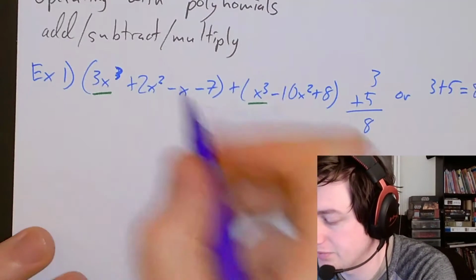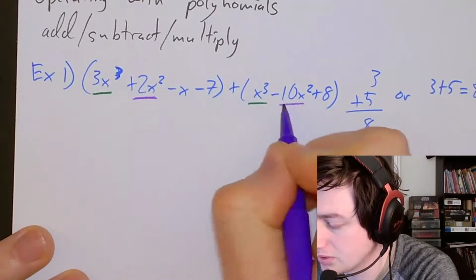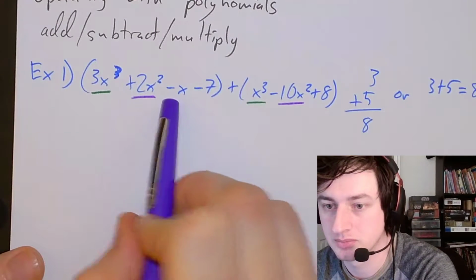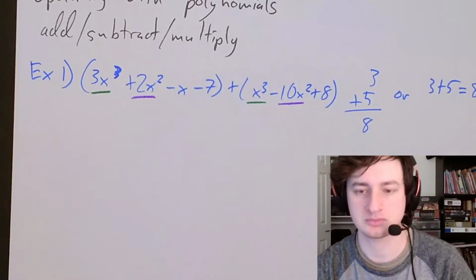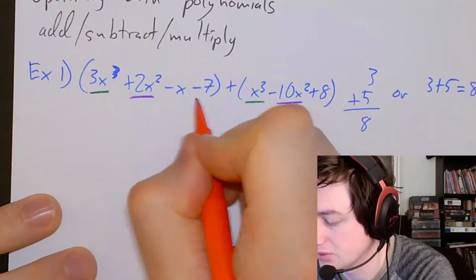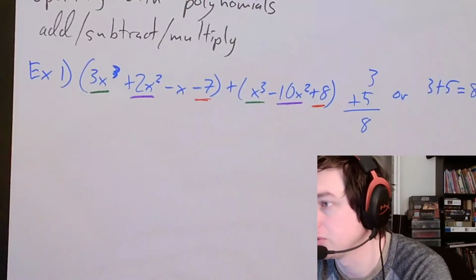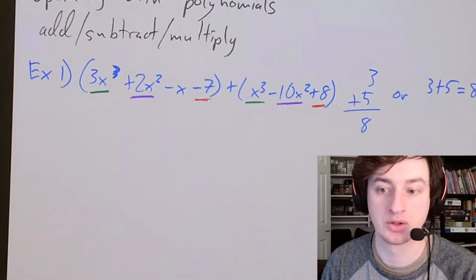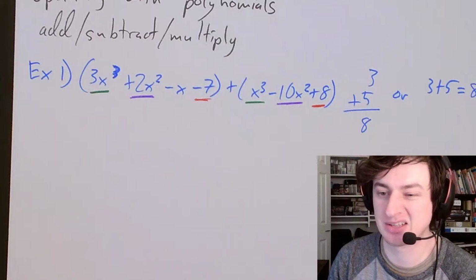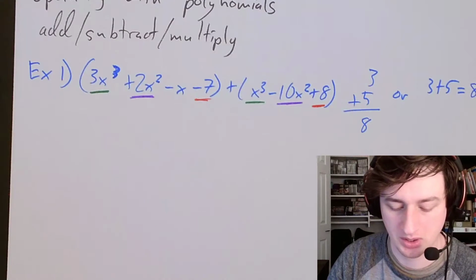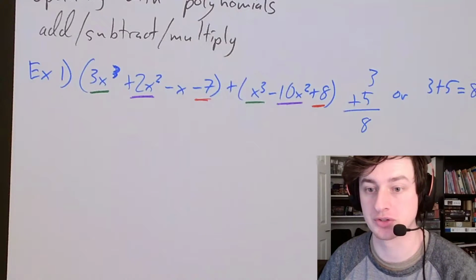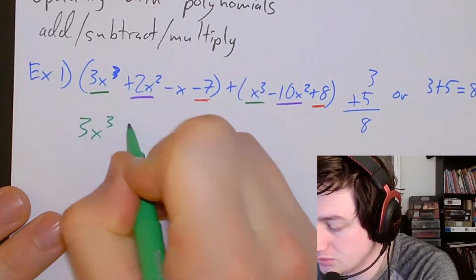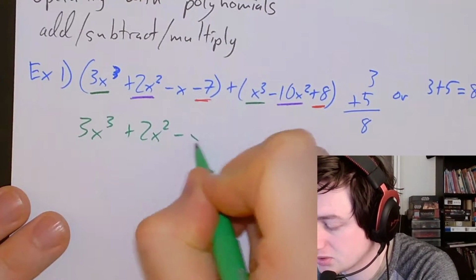And then we have a pair of x squareds. This is going to go with this over here. And we have an x and no x. And then the 7 and the 8 go together. I'm not going to highlight every single problem we do, but I do want to make it clear that like terms combine and we don't have the same number of like terms. Now, let's do this vertically first. So I'm going to write this first thing out again: 3x cubed plus 2x squared minus an x minus a 7.